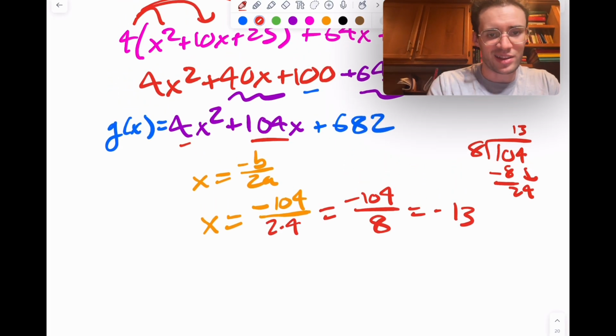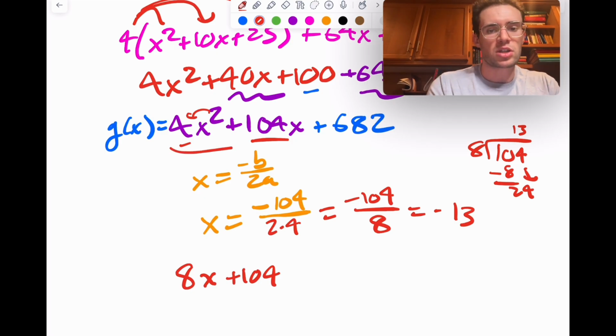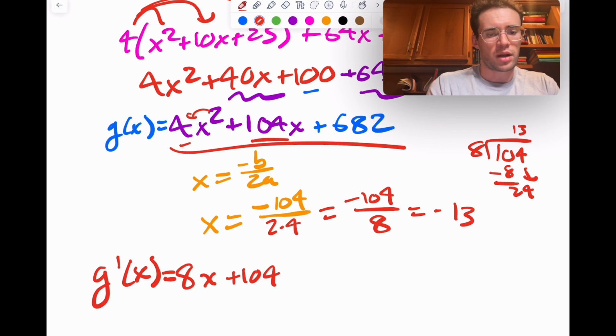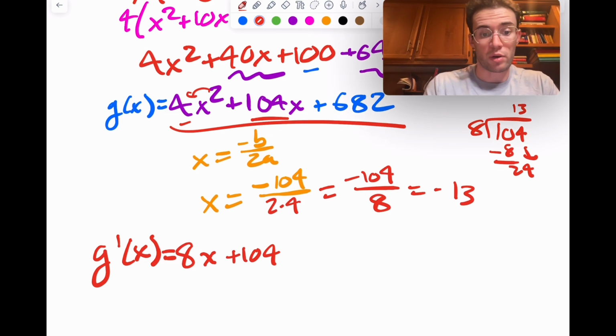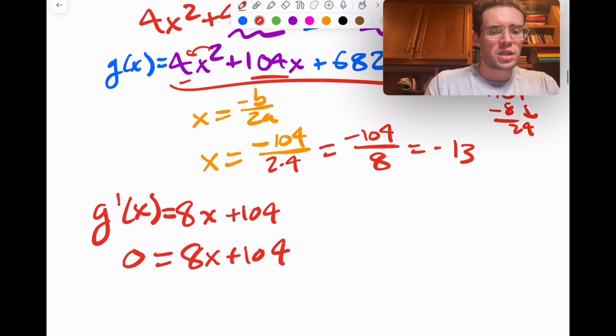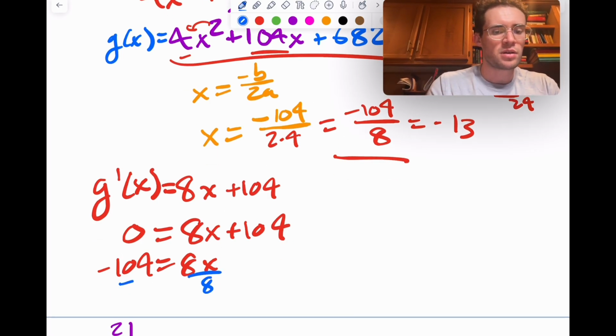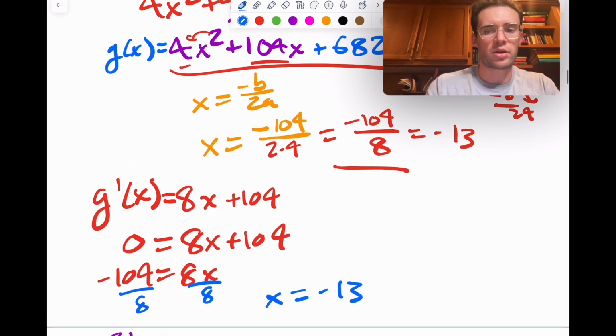I guess if you want to do the calculus way, 2 times 4 gives us 8x, and then 1 times 104 plus 104, derivative of constant is 0. So we're setting the derivative of this whole thing, the g of x, you could write it like that. G prime of x is sometimes how they'll write the derivative of it. And we set that equal to 0. So 0 equals 8x plus 104. Subtract 104 from both sides. We get negative 104 equals 8x. So the same thing we had here, negative b over 2a, because we're dividing both sides by 8. And that means that x is equal to negative 13. Okay, so either way you'll get negative 13.